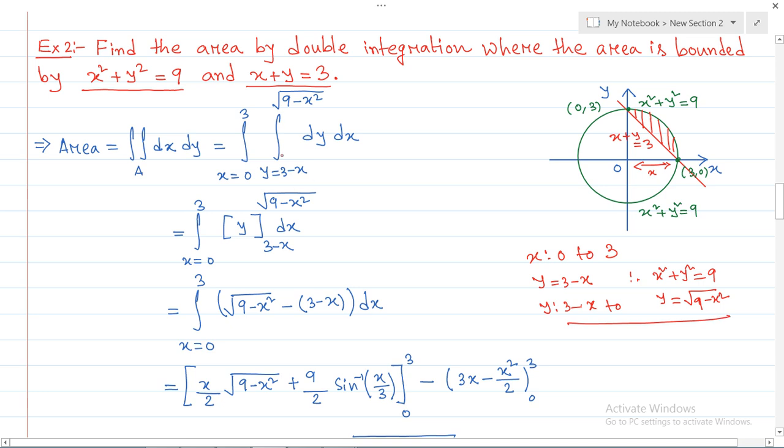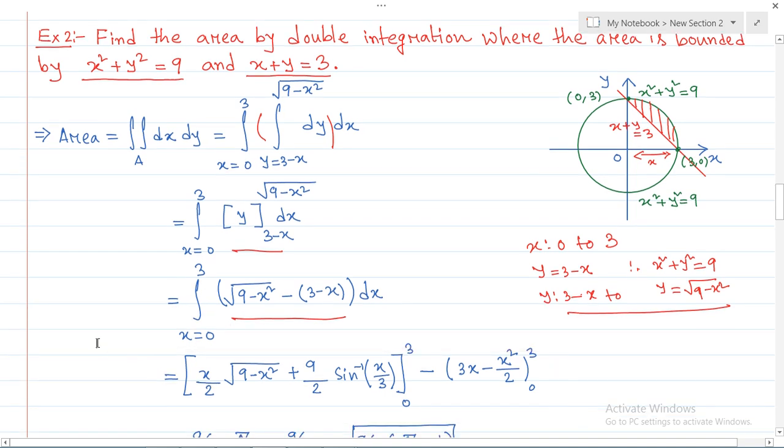Since y is a variable limit, we have taken the integration with respect to y first. So y equals 3 minus x to root over of 9 minus x square, dy. Integration of dy is y only. We have substituted the upper limit minus the lower limit, so we are having this result.